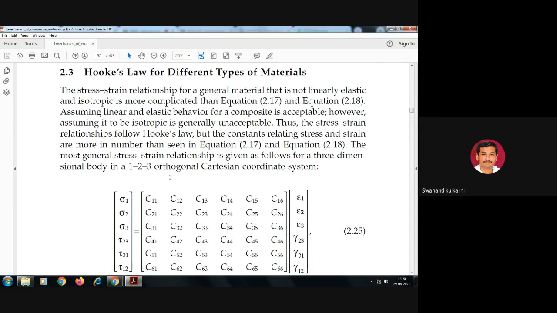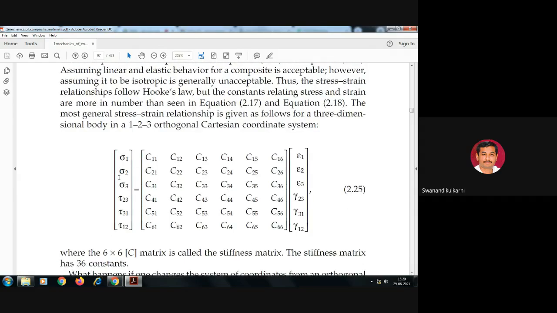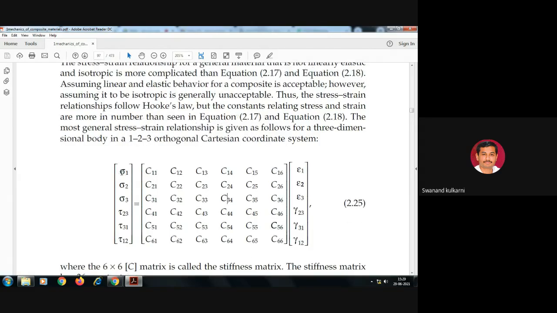In general, the relationship between stress and strain is given in matrix form. Stress is related to strain, and the matrix shown here is called the stiffness matrix. Is it okay? So you can see each and every element, starting from C11 to C66: C11 to C16, C21 to C26, C31 to C36. Likewise, each and every element is related.